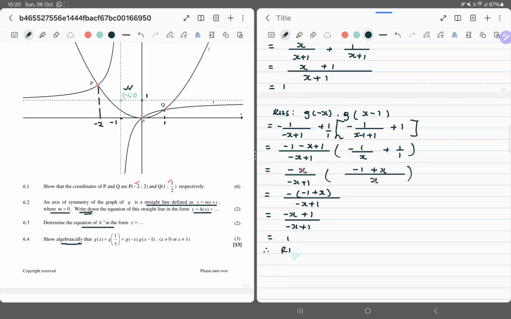Therefore, we can say the right hand side is the left hand side. We start with the left hand side is equal to the right hand side. The identity has been proven.